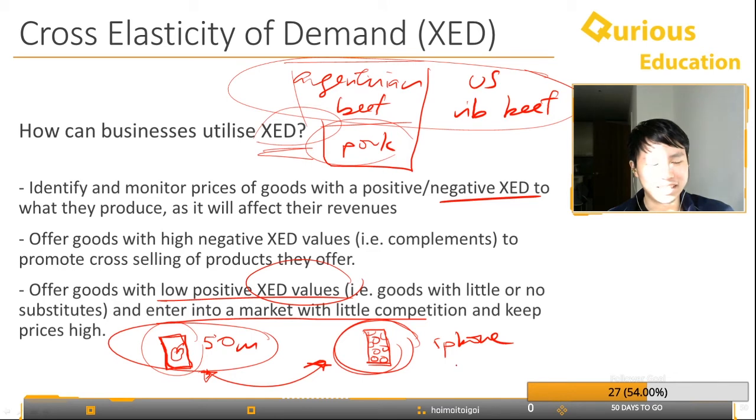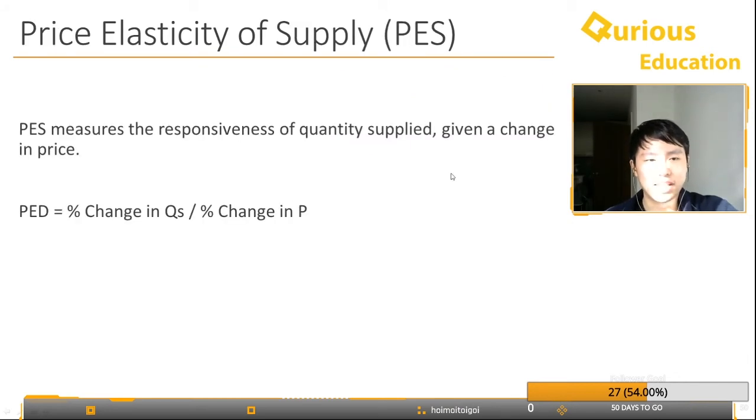I'm just writing these out in case people don't know what the drawing is: iPhone cases and iPhones. So this is another way that businesses might use elasticity and the relationship between two goods in order to increase their profits. That's pretty much it for cross elasticity of demand. And now we'll look at price elasticity of supply.